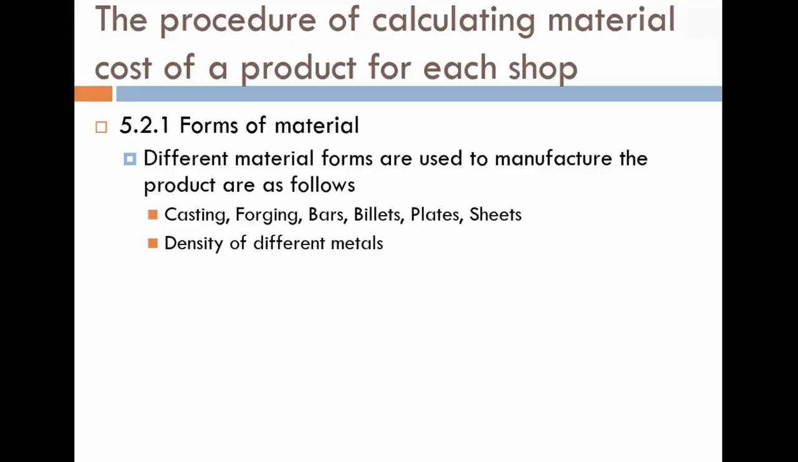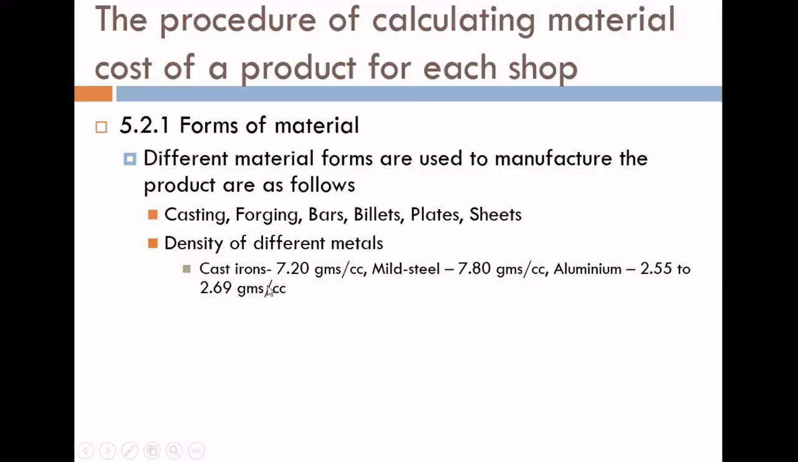So the density of the different materials will be required to calculate the total weight of the material, because the total weight is equal to the volume of the material times the density of the material. So the density of some of the materials: cast iron 7.20 grams per cc, mild steel 7.80 grams per cc, aluminium 2.55 to 2.69 grams per cc. Like this.